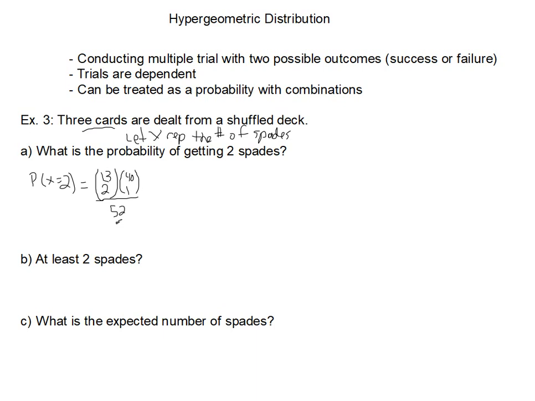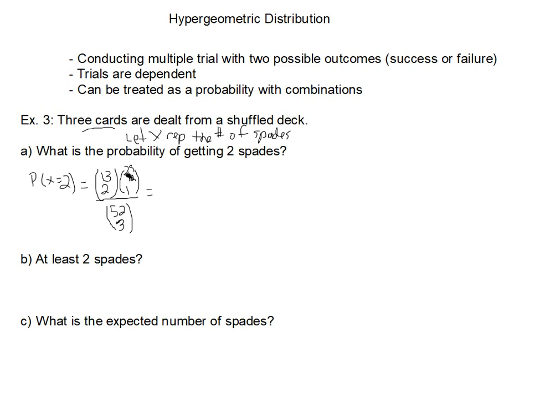Sorry, I almost wrote a 5 there. 52 choose 3, because we're choosing 3 cards from 52. And then we can plug that into the calculator and get a response. Oh, sorry, I just made a mistake here. I just realized that I subtracted incorrectly. 52 take away 13 is not 40, but rather 39.